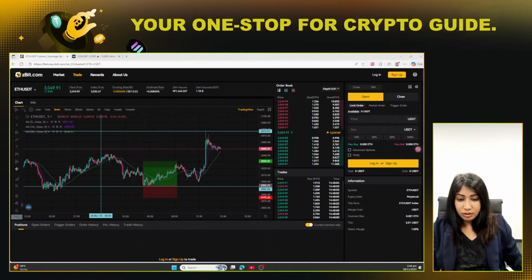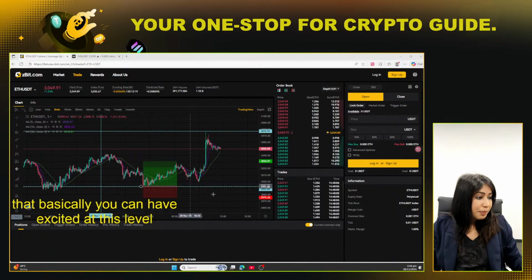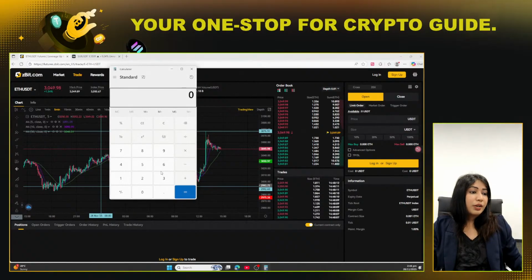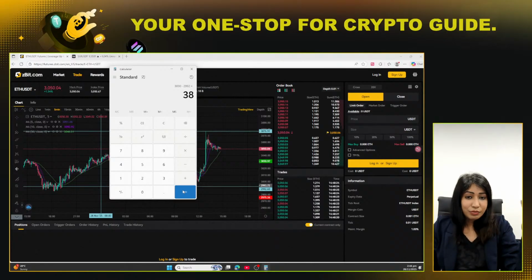Let me open the calculator. So it's between 3030 minus 2992, it's almost a $38 move. So obviously all of you are not going to buy one Ethereum for sure. You're going to take a leverage position. But even if you would have bought one Ethereum, you are almost earning $38 on one Ethereum, which is obviously your own money. But then that does not come as part of your futures trading.